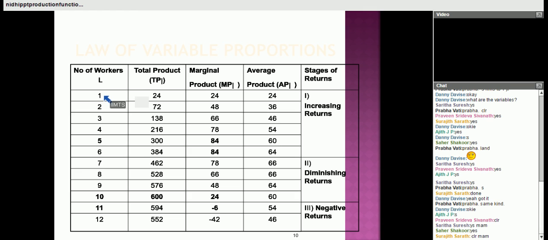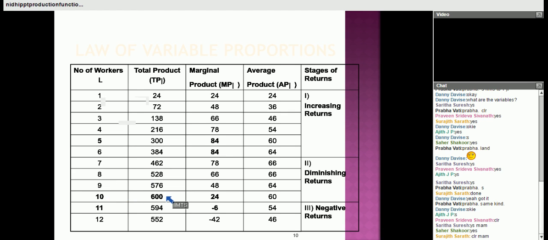Starting with labor 1, the total productivity of labor 1 is 24, meaning when we are using only one labor, we are getting an output of 24 units. Marginal production is also 24 and average production is also 24. Let us first discuss only the total production column. When two labors are working, 72 units are being manufactured. Three labors, 138 units. Four labors, 216. Five labors, 300 units. This way the production is continuously increasing till the 10th unit.